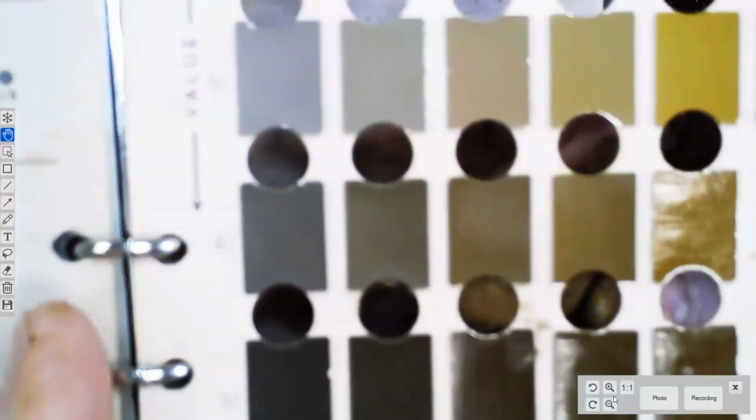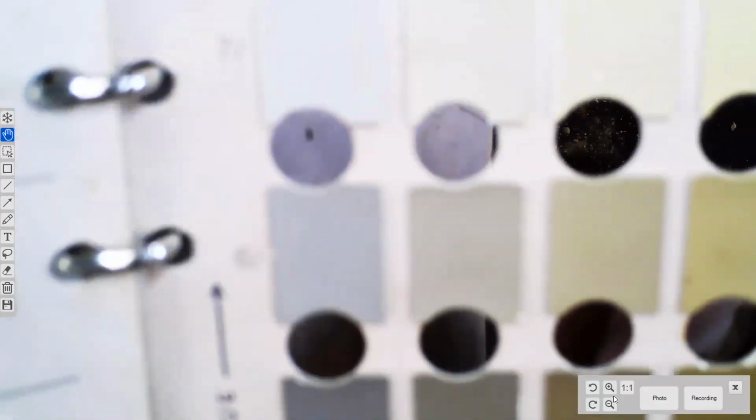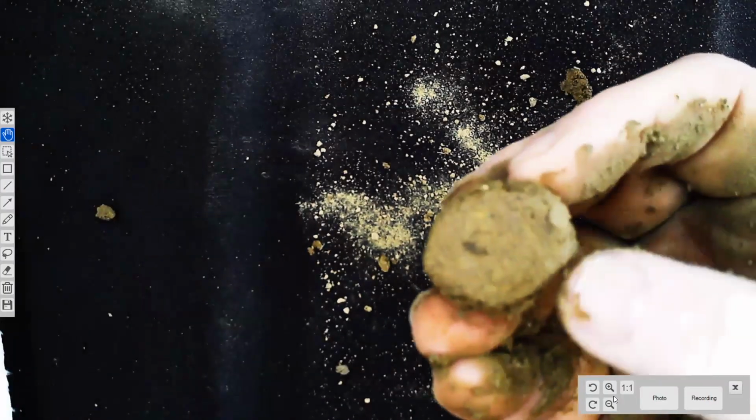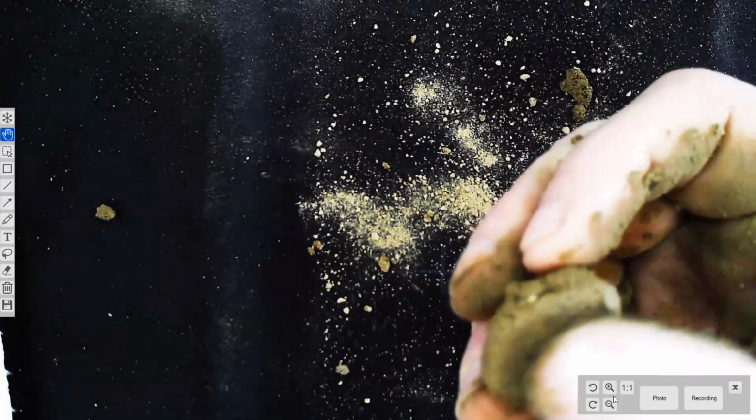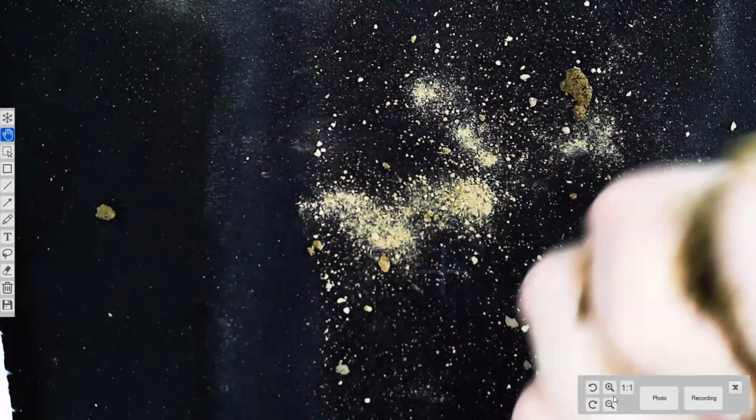So this one, I'm coming up with 10YR 4/3. I don't know what anybody else comes up with, but that's what I got on mine. And I got a little bit of dark stuff I mixed in from one of the other samples, but oh well, we won't notice it.